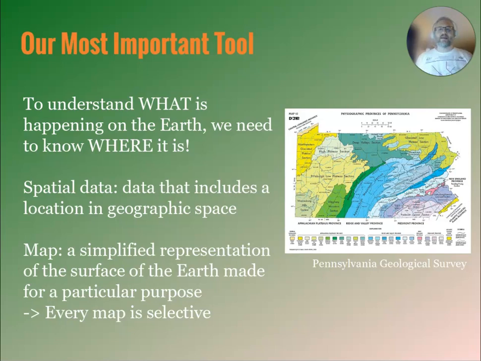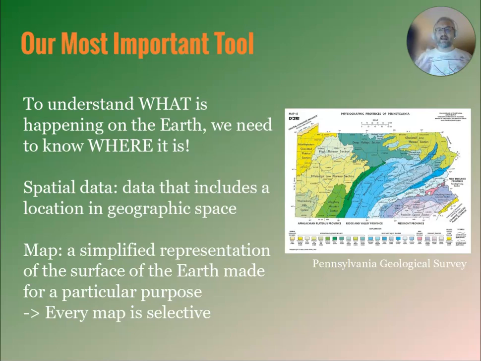So I've got an example map here on the slide. This is titled The Physiographic Provinces of Pennsylvania. So this is basically the landforms that we see across the state of Pennsylvania. So this is based on spatial data. We have data about what kinds of landforms are found in each of the different parts of the state. And we can make a map out of that. So we can look at that map and we can either look for a certain landform and see where that's found, or we can look at a certain place and see what kind of landforms are in that place.